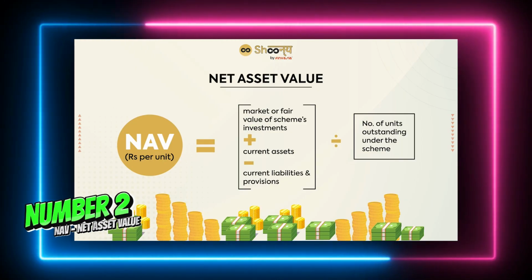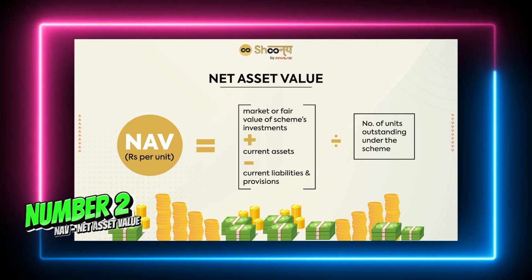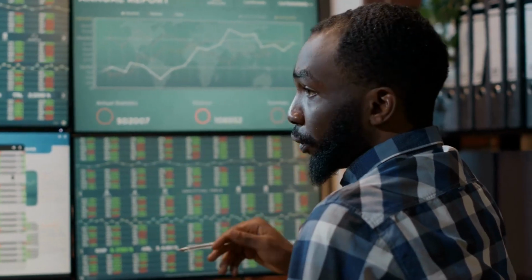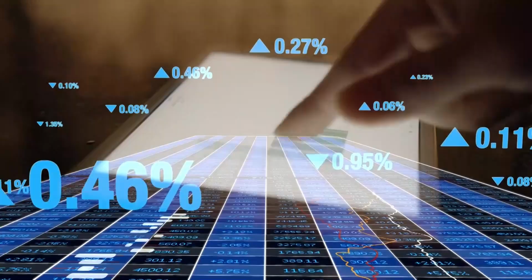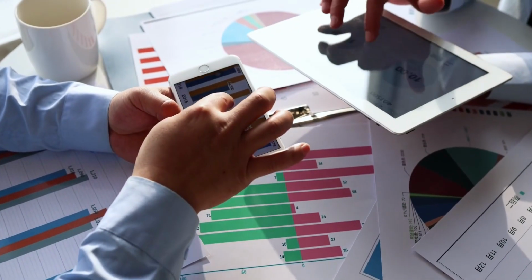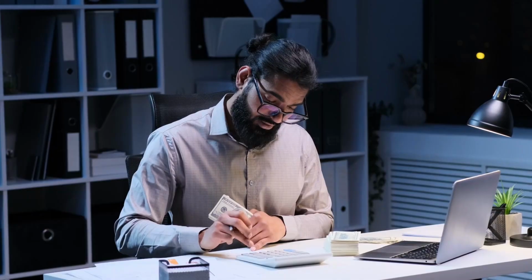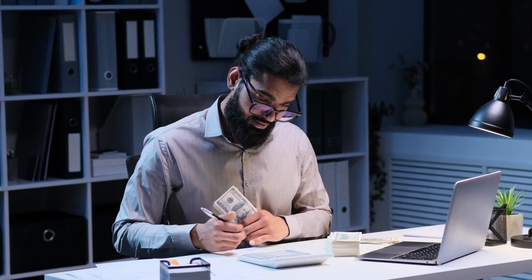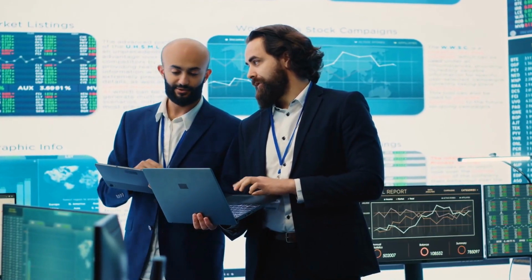Number 2. NAV, Net Asset Value. NAV, or Net Asset Value, is the per-unit value of a mutual fund, calculated by dividing the total value of the fund's assets minus liabilities by the number of outstanding units. It's key for buying and selling units.